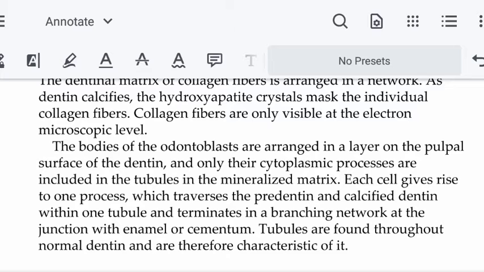Then moving on, the bodies of odontoblasts are arranged in a layer on the pulpal surface of the dentine. I told you, right? The tooth has a pulpal surface of the dentine, the central portion and the peripheral portion. Okay, I'll show here.